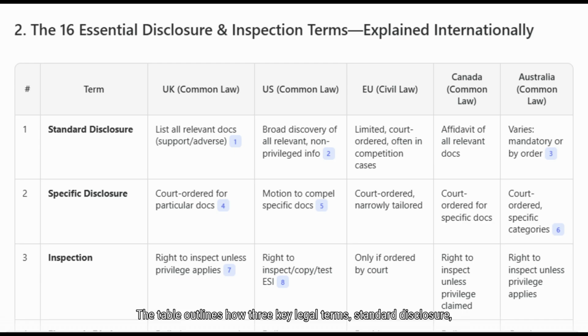The table outlines how three key legal terms, standard disclosure, specific disclosure, and inspection, are defined and applied in 5 major jurisdictions: UK, common law; US, common law; EU, civil law; Canada, common law; and Australia, common law.